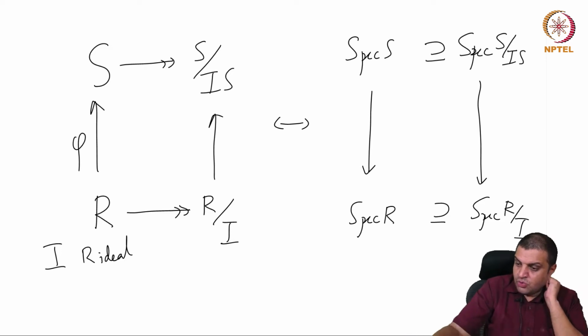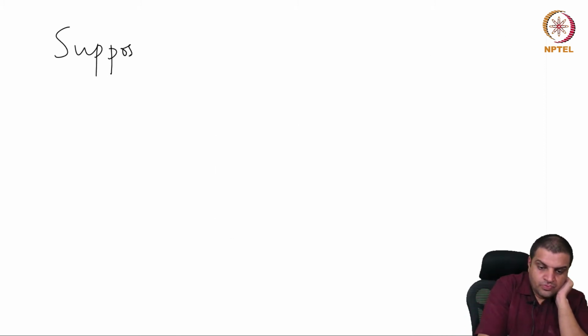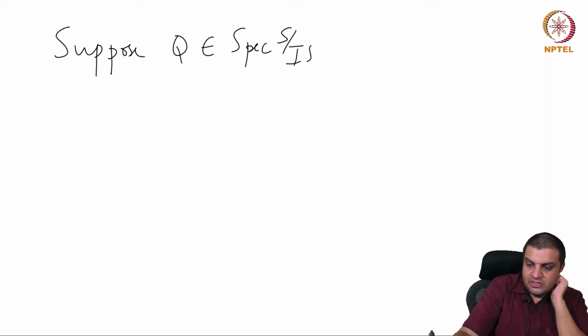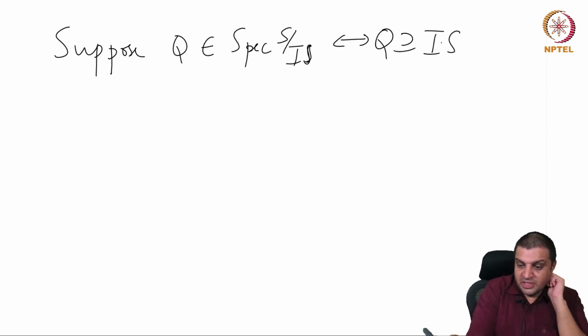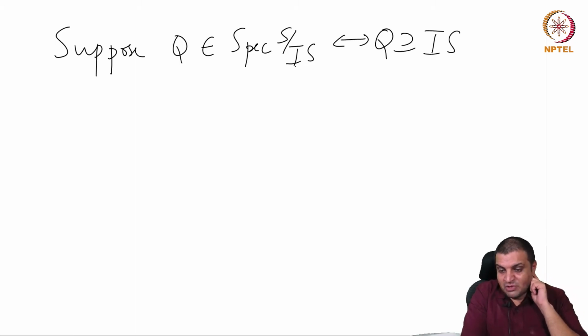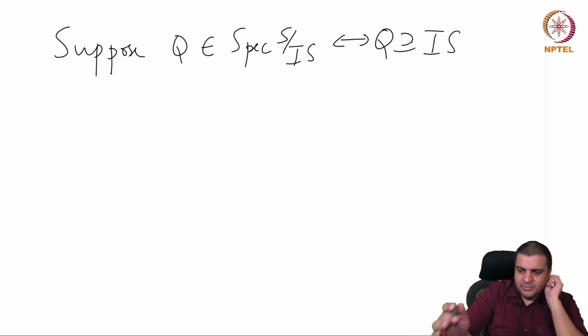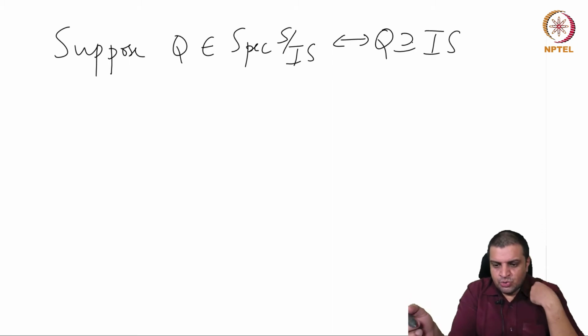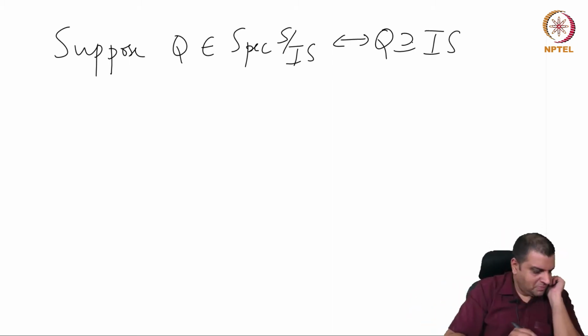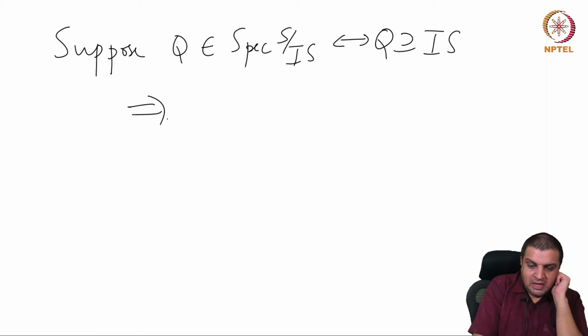So suppose Q is a point here. Q is a point in spec S mod IS, from which we just say Q contains IS. By abuse of notation, here we are discussing a prime ideal of the quotient, but here I am looking at its pre-image and just calling it again Q. There will be situations where one shouldn't do this, but this is not one of them. So Q contracted to R will contain I.